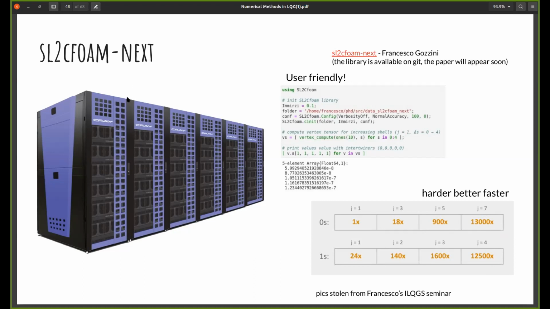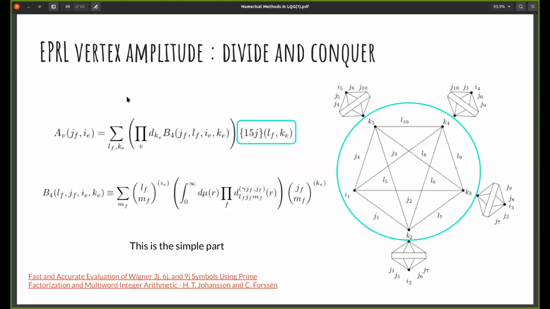So Francesco, good job. Okay, so let me explain very simply how it works. The idea is to divide and conquer. So split in small pieces, compute them, and then reassemble everything.